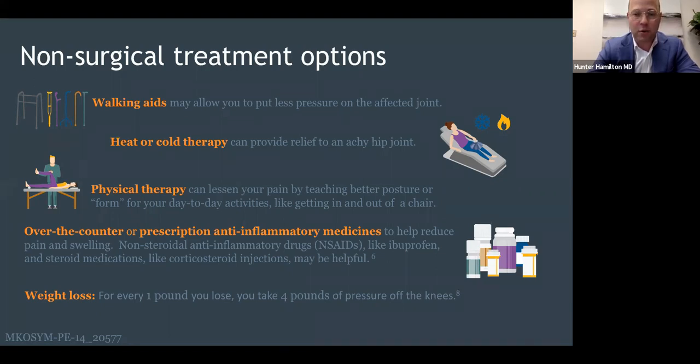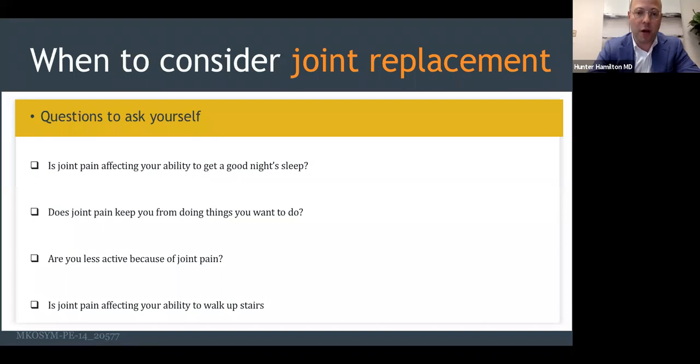And once these are no longer providing the relief you want, then you need to start thinking or considering other options with respect to arthritis. It would be a joint replacement. And I see this every week in my clinic, and we'll have this conversation multiple times a day. And essentially it comes down to, is your hip affecting your ability to do the things you enjoy?